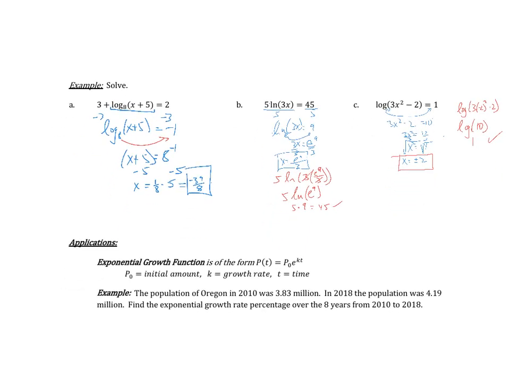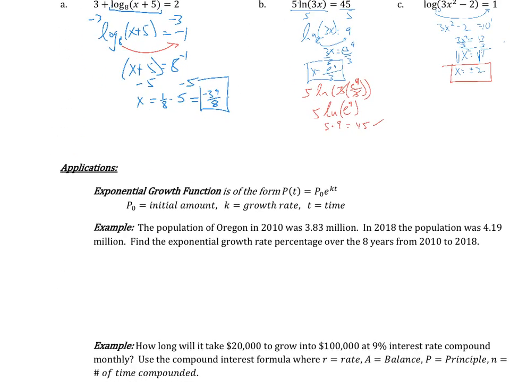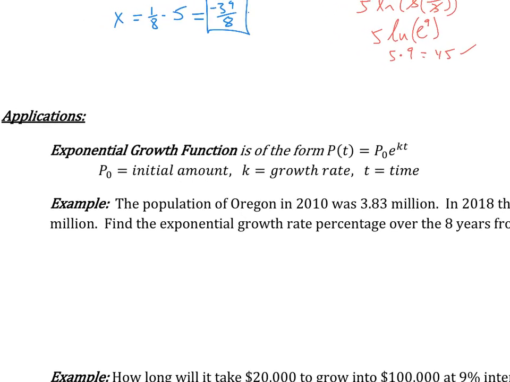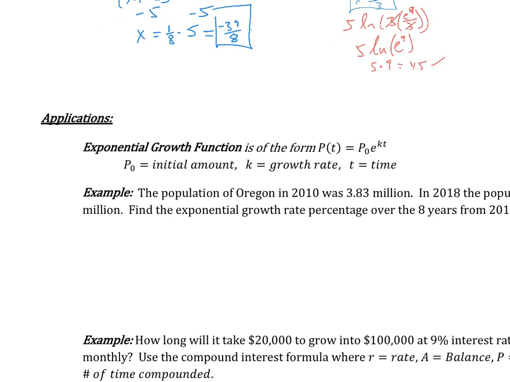One application here that's useful to see: a lot of times we're talking about populations. We have what's called an exponential growth function. A new population is equal to the old population times e to the kt. This looks a bit like our compound interest formula, which we'll look at in a moment. So P sub 0 is our initial population, k is the growth rate, and t is the time.